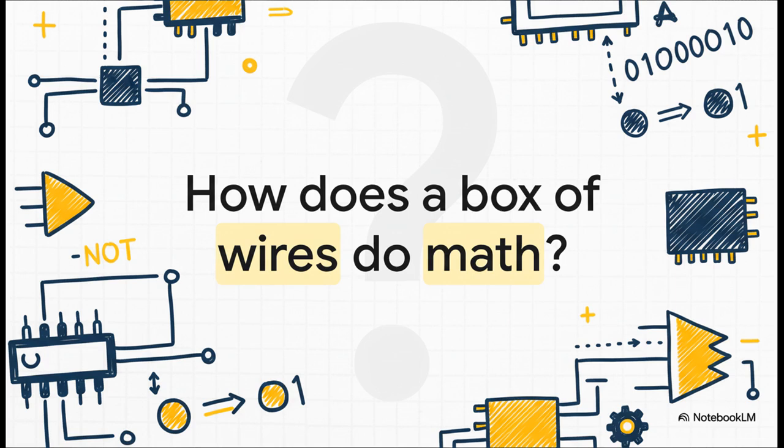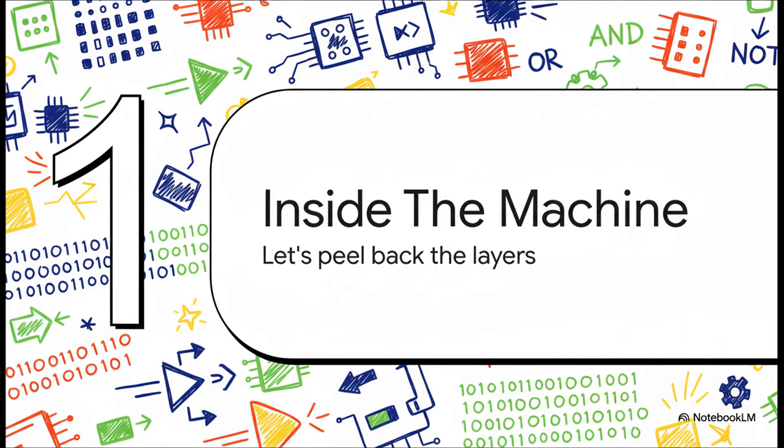I mean, really think about it. Your computer can crank out millions of calculations in the blink of an eye. But how? It doesn't have fingers, there's no abacus inside. It doesn't have a brain like we do. So how on earth does this box of wires actually add, subtract, and do all the other math we ask it to? To get to the bottom of this, we have to go on a bit of a journey. We're going to peel back the layers of the computer, kind of like an onion, going deeper and deeper until we find the one tiny component that makes all of this possible.